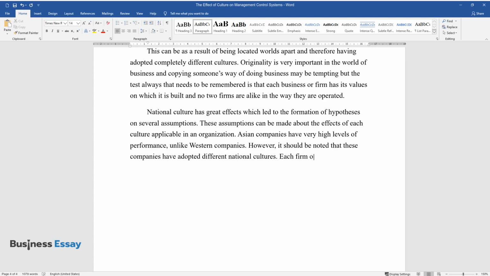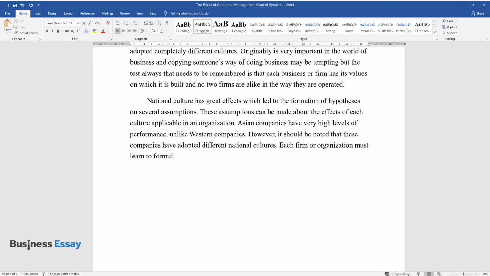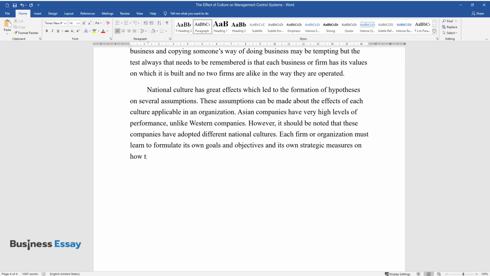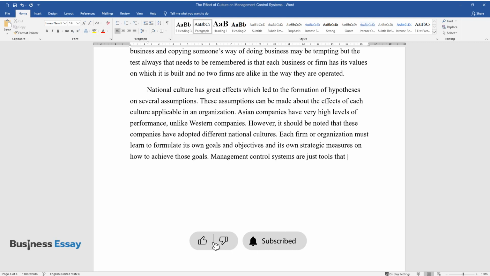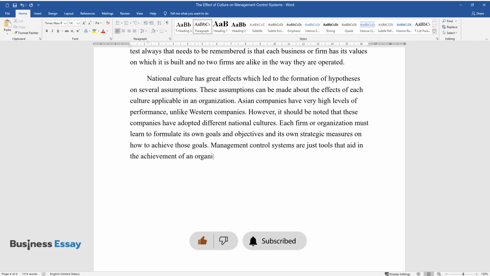Each firm or organization must learn to formulate its own goals and objectives and its own strategic measures on how to achieve those goals. Management control systems are just tools that aid in the achievement of an organization's goals. The MCS chosen must be carefully selected.